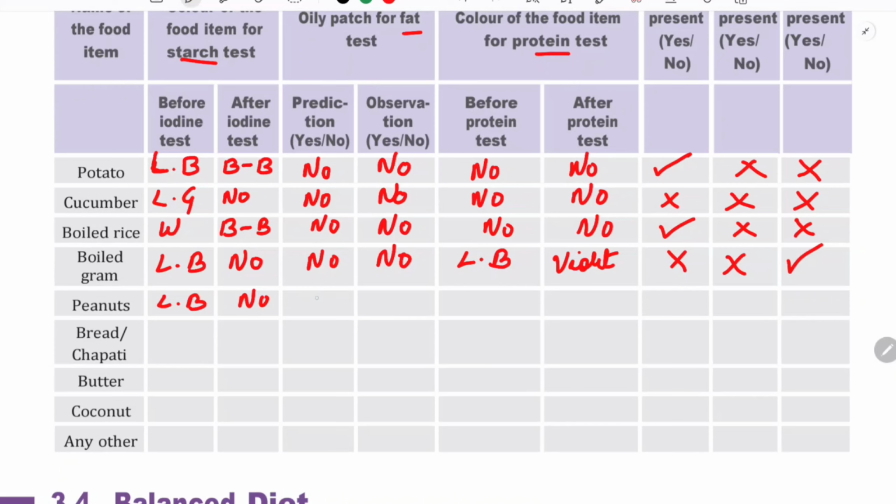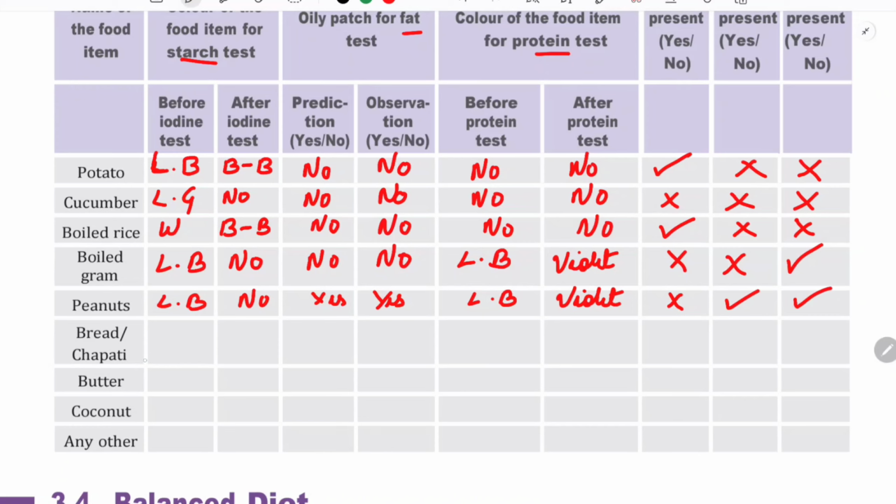And what about fats? There is presence of fats, isn't it? So both here you have to write yes. Okay, and next protein test. Before the protein test, what is the color? Light brown. Okay, light brown, and after the protein test the color will change into violet. So, turning violet you can write. So here in case of starch we will cross it, and in fats and in protein we'll tick mark.